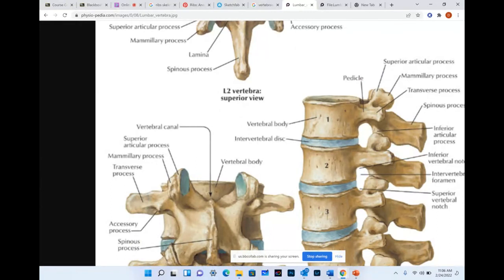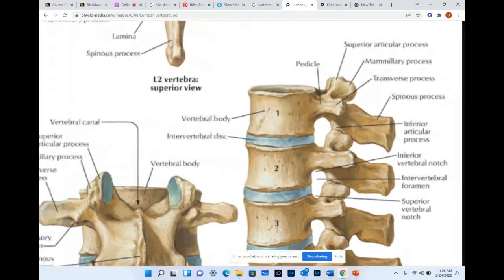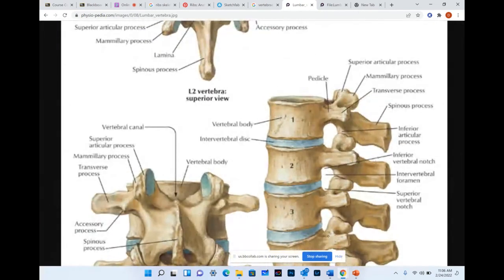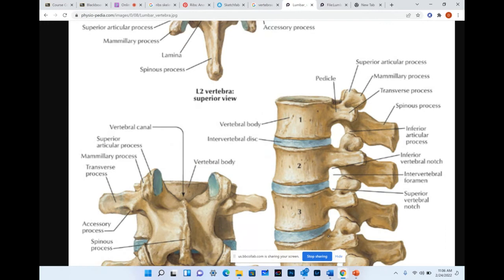So facet is a smooth surface that makes the joint. And you can see over here how these are making joints, right? You see that? The other thing is intervertebral foramen. This right here that you are looking at is the intervertebral foramen. These are made by two vertebrae. This is the top vertebra. This is the bottom vertebra. The two of them come together with their notches and make a complete circle, a foramen. And that is intervertebral foramen because it is in between the vertebrae. Do you understand?